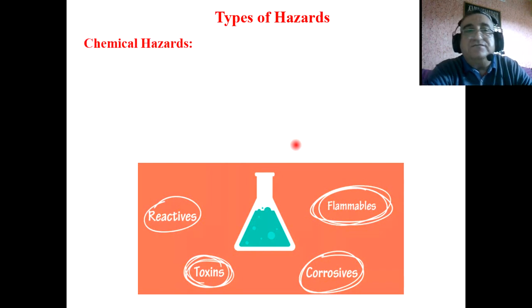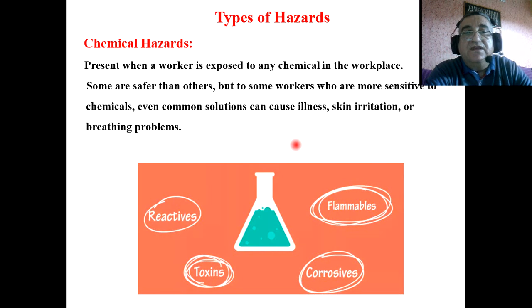If we take more details concerning hazards, we start with the chemical hazards. This sort of hazard is usually found when the worker deals with chemicals. Of course, we will find that some people are more sensitive to chemicals than others. Some people may get ill, may get skin irritation, or maybe a breathing problem. And chemicals could be reactive, toxic, flammable, and corrosive. Later lectures will show more details about this.